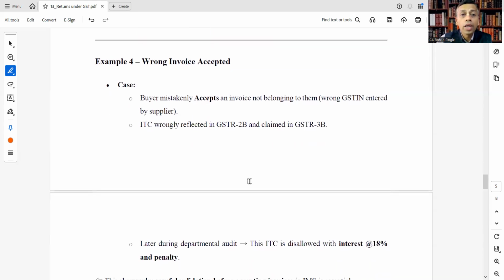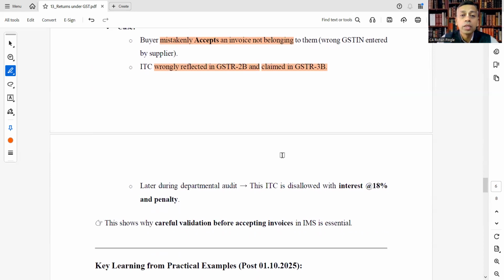Example 4, wrong invoice accepted. The buyer mistakenly accepted an invoice not belonging to them, uploaded by some dealer on this GSTN number, because of a wrong GSTN entered by the supplier. ITC is wrongly reflected in 2B and claimed in 3B. Once you accept it, 2B will auto-populate that credit and you claim it in 3B.